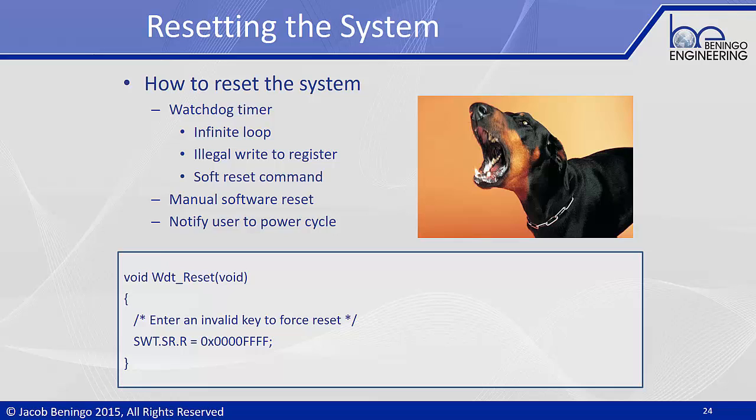Now, the second method, which is a little bit more controlled, is to illegally write a value to the watchdog pet register. Many microcontrollers have it so that if you write an illegal value to that register, it assumes something has gone wrong and will immediately reset the system, which is a great way to do it. And then the third option is, of course, that some watchdog timer peripherals allow you to perform a soft reset. It's just a command that you issue to the watchdog peripheral, and it performs the reset. So that's a very useful way to do it.